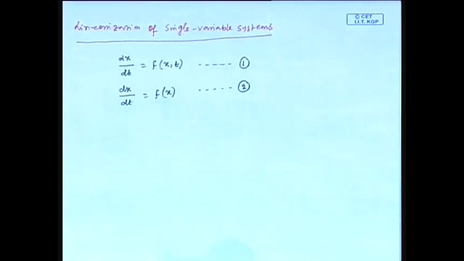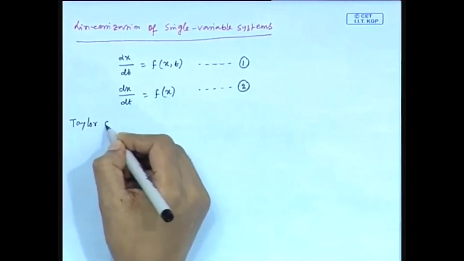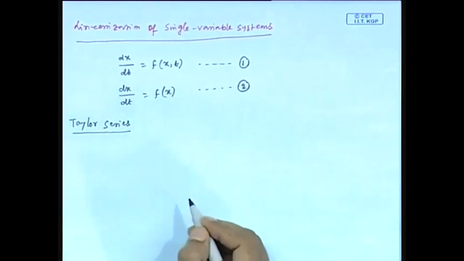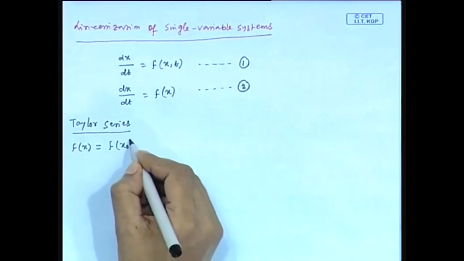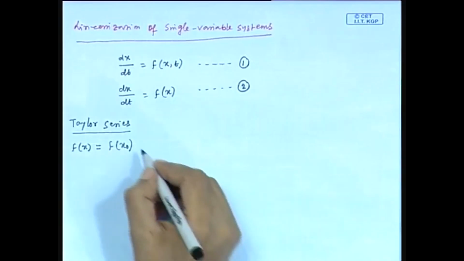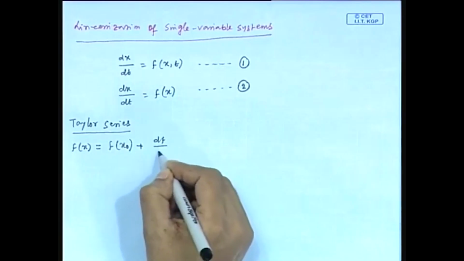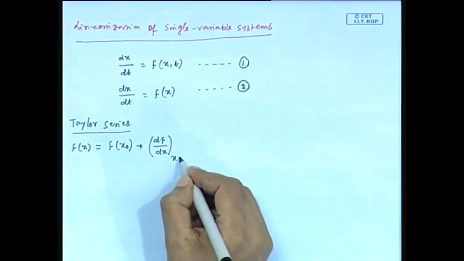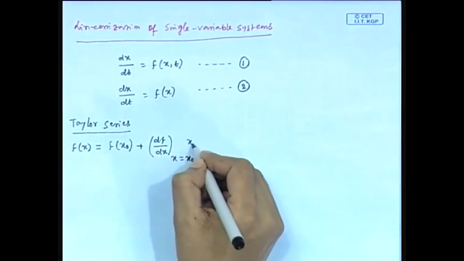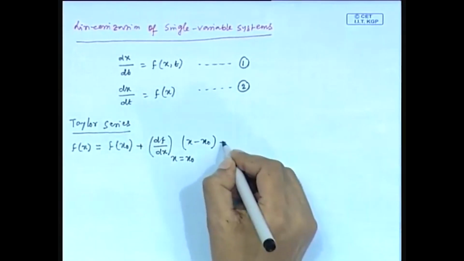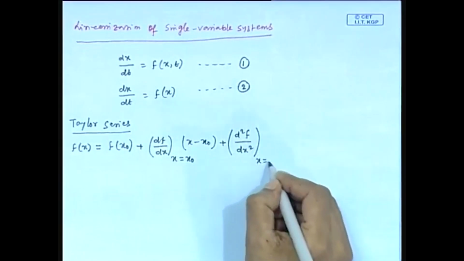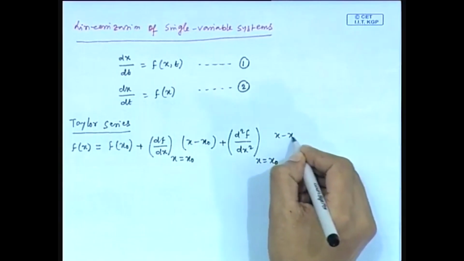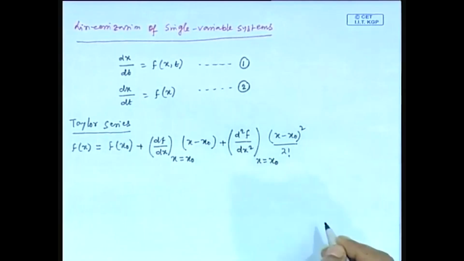Now, we will linearize this function f according to the Taylor series expansion. So, we will use the Taylor series to linearize f(x). Accordingly, f(x) equals f(x0), where x0 is the reference value of x, plus df/dx at x equals x0 times (x minus x0), plus d2f/dx square at x equals x0 times (x minus x0) whole square divided by factorial 2.